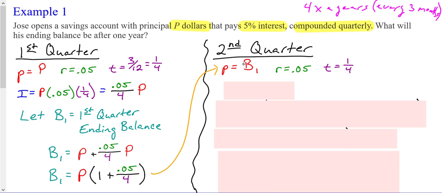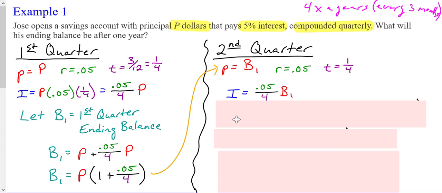Now remember, our ending balance moves up and becomes our new principal for the second quarter, because once we've earned interest, it's our money now, it's in our account. And the rate and the time do not change. So once again, we calculate our interest, except this time, it's going to be 0.05 divided by 4 times B sub 1. So we had already combined what we had done in the first one and put in our new principal amount for B1.